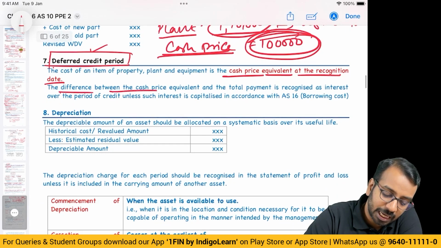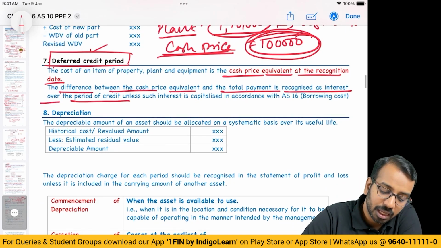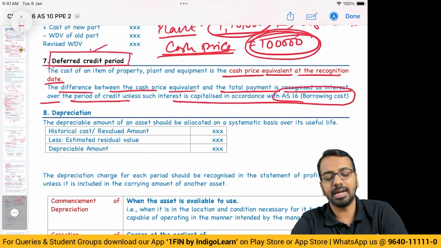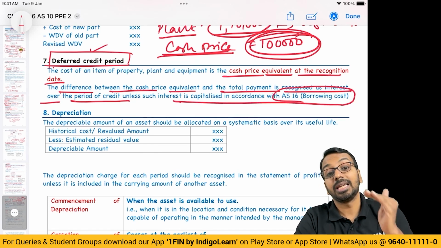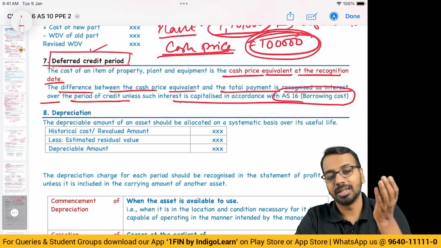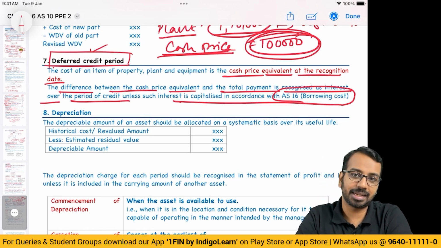The difference between the cash price equivalent and the total payment is recognized as interest over the period of credit unless you can capitalize it in accordance with AS 16. So for now, here you just understand that this is my interest expenditure. If it can be capitalized as per Accounting Standard 16, then we will capitalize that, right?